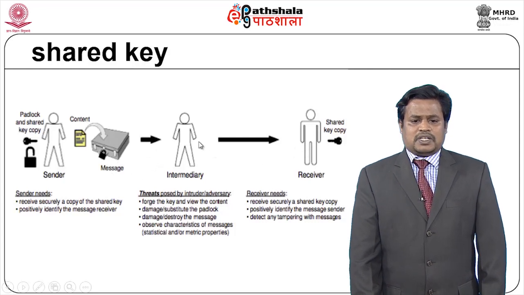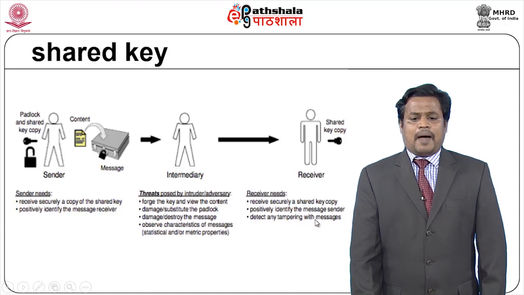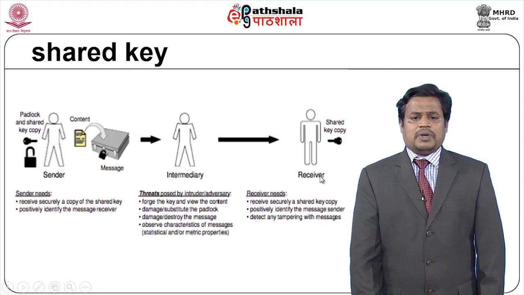When there is no person in between, for example Eve is not there, then there is no threat. The receiver will securely receive the shared key copy, positively identify the message sender, and detect any tampering with the message. So they will detect whether somebody has modified the information or not, and that is also very important. Now everything is sent as encrypted content.